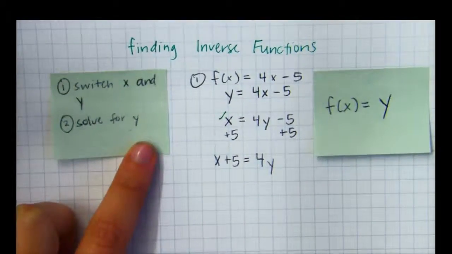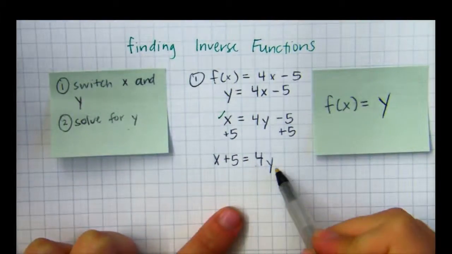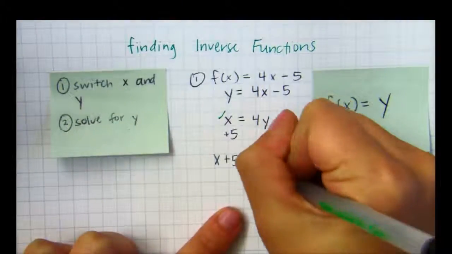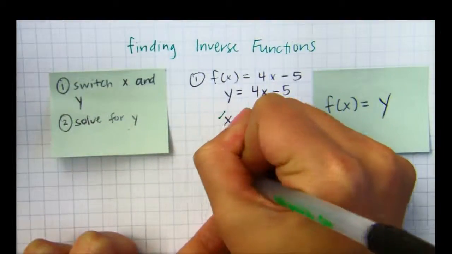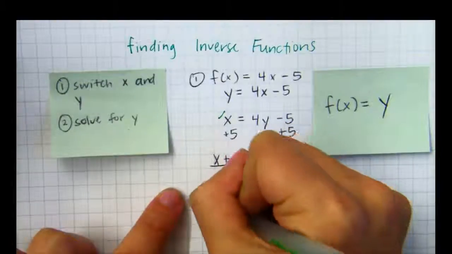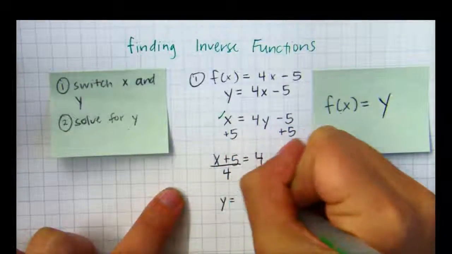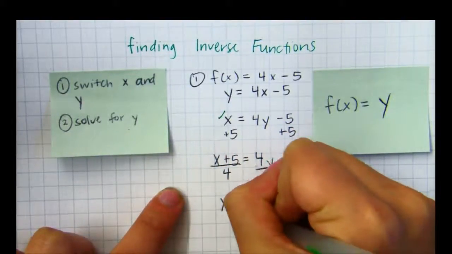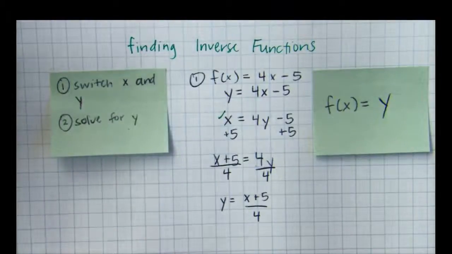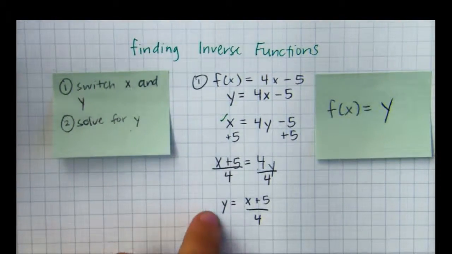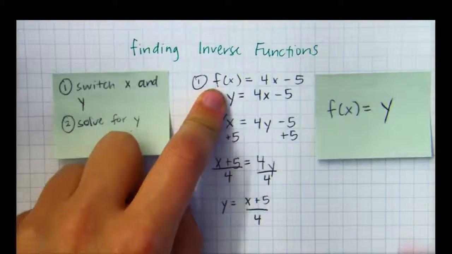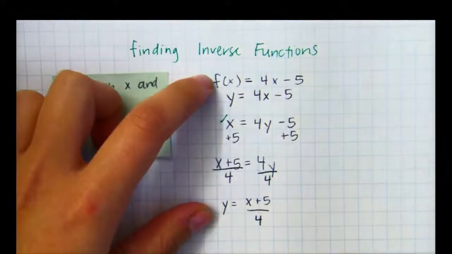And then I'm going to solve for y. It's being multiplied by 4, so I'm going to divide by 4 on both sides. So y is equal to x plus 5 over 4. And this is going to be my inverse function to this top one. So these two functions are inverses.